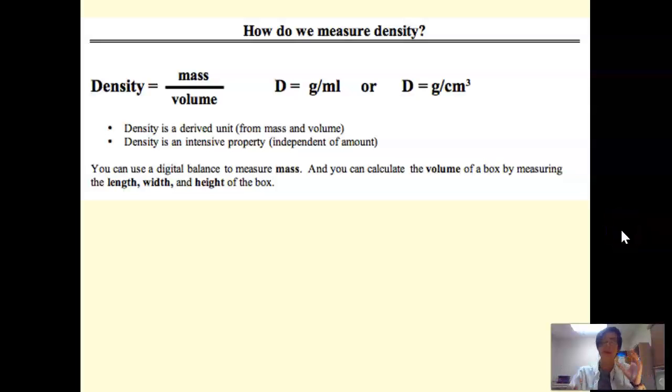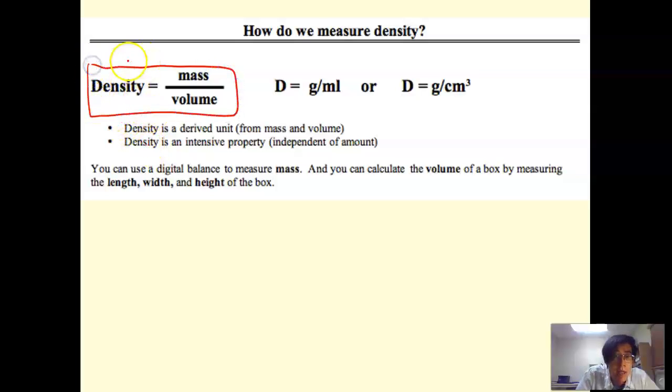Alright, so we understand density conceptually now with sinking and floating objects. Now let's look at it more mathematically. I want you to write down this formula right here. It's super important, right? This is the formula for density, which is mass over volume, okay? That's important, write that down.